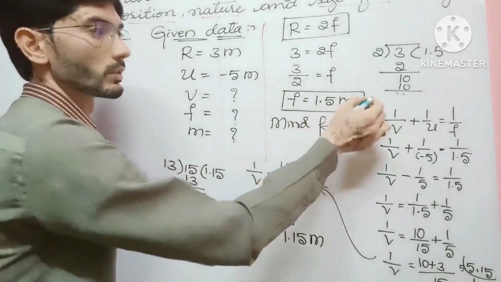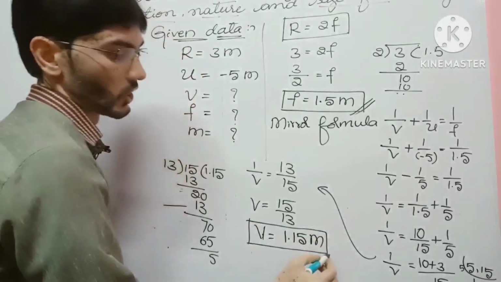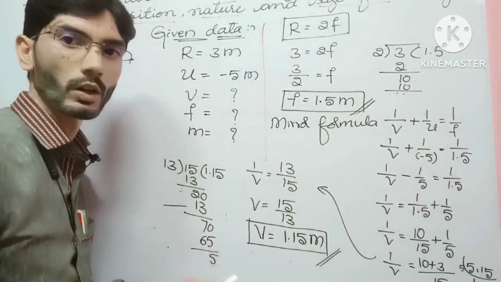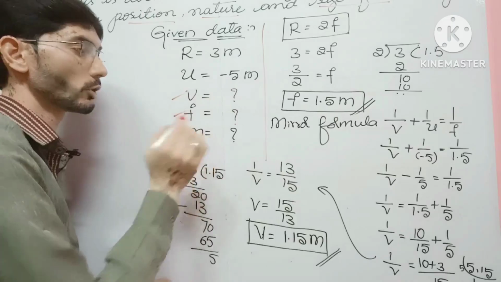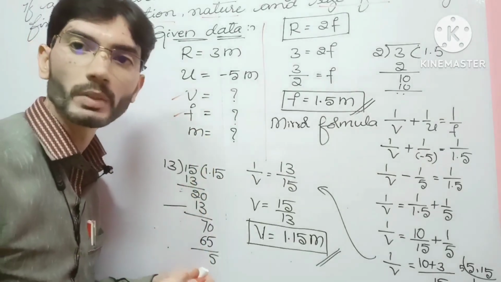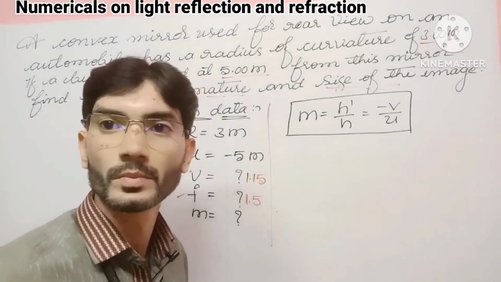Now here we got the focal length value, and we got the image distance value also. Now our next process is we have to find out, this one we got and this one we got, and now we have to find the magnification. On the basis of magnification, we can write the nature and size of the image.